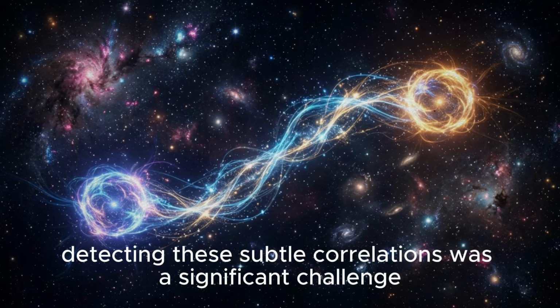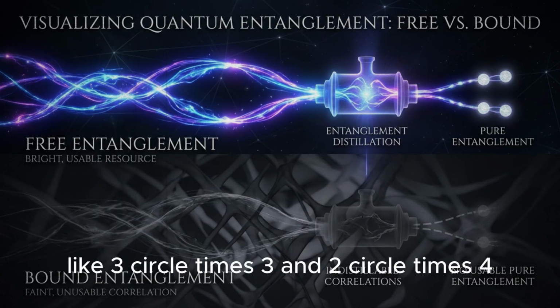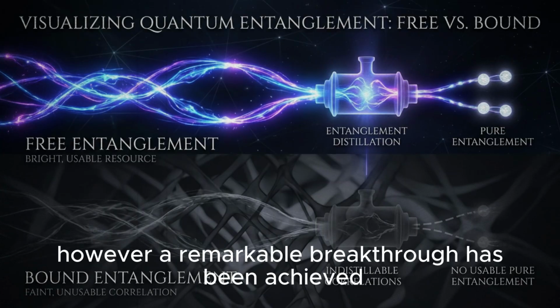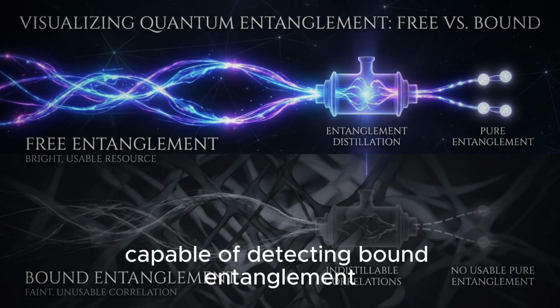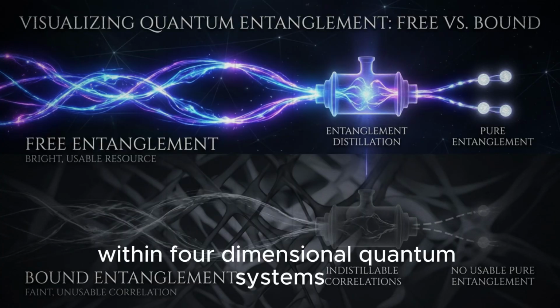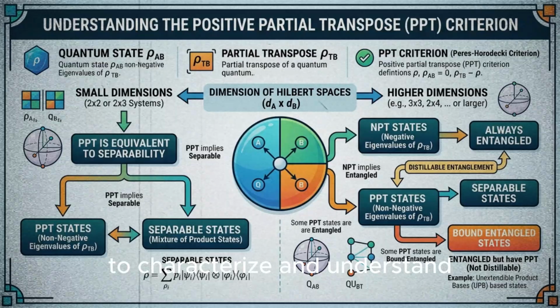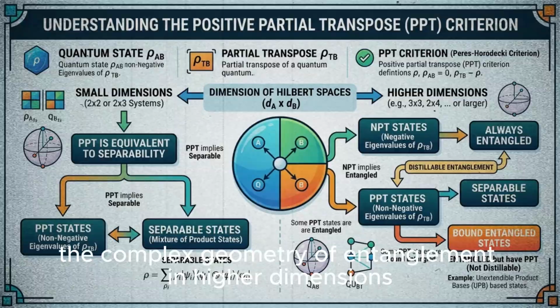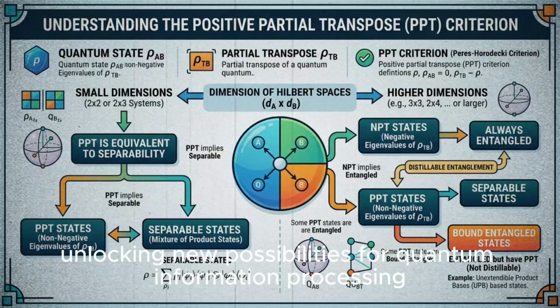For years, detecting these subtle correlations was a significant challenge, limited largely to lower-dimensional systems like 3⊗3 and 2⊗4. However, a remarkable breakthrough has been achieved: the successful construction of linear maps capable of detecting bound entanglement within 4-dimensional quantum systems, 4⊗4. This advancement represents a pivotal step forward in our ability to characterize and understand the complex geometry of entanglement in higher dimensions, unlocking new possibilities for quantum information processing.